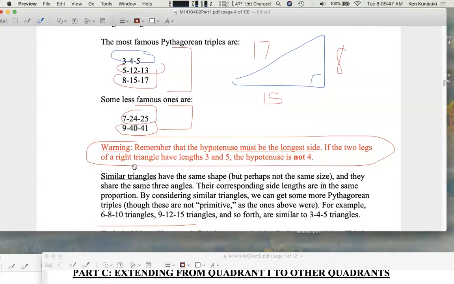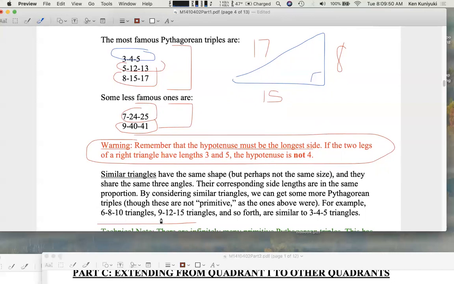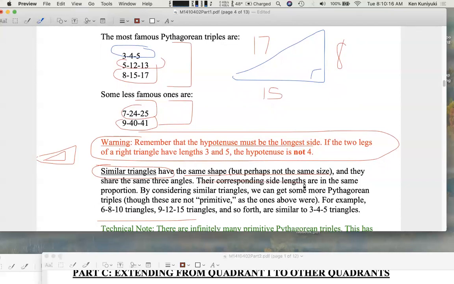What I mentioned before with 3, 4, 5, 6, 8, 10, and 9, 12, 15, and 30, 40, 50, these are examples of similar triangles. Triangles that have the same shape, but maybe not the same size. So for example, if this is a 3, 4, 5, then maybe this is a 6, 8, 10, same shape but different size, and so forth. They're like nested triangles. Now, one nice thing about these similar triangles is that their corresponding side lengths are in the same proportion, and they have the same angles. And these angles will have the same sine value, cosine value, and so forth.